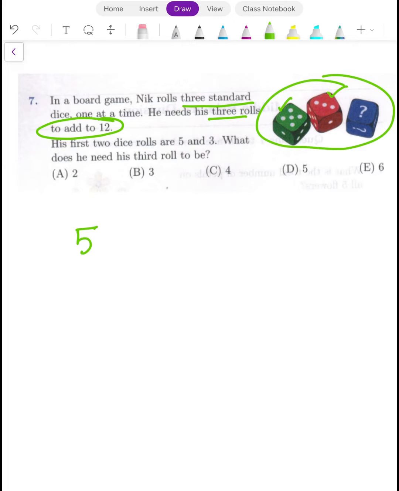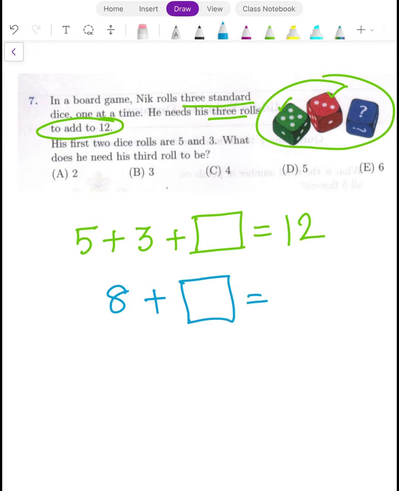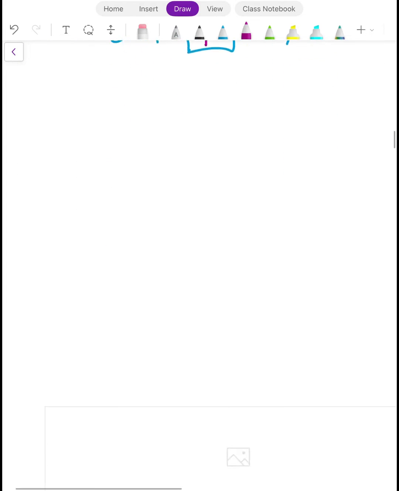So he has 5 already. On the second dice, he has 3. How much more does he need on the third dice to make a total of 12? So this is 8. This is simple. 8 plus something equals 12, and that answer has to be 4. So he needs a 4 on the last dice to add up to 12. The answer is C.